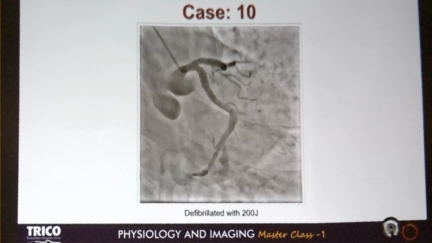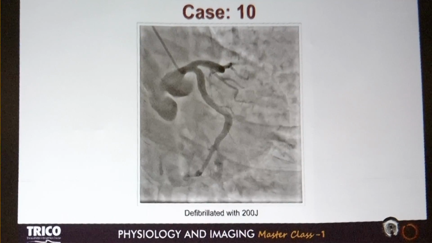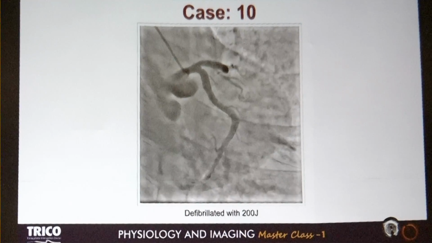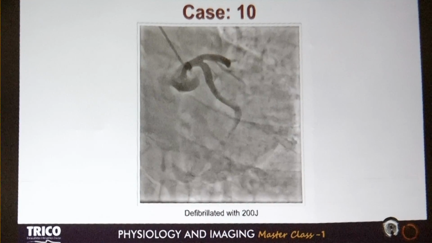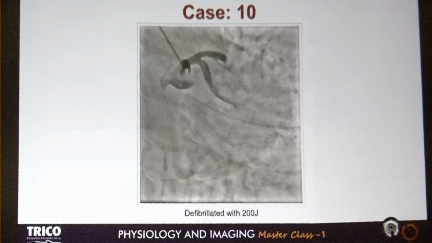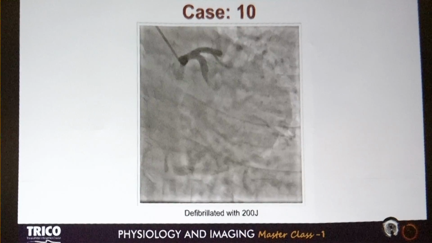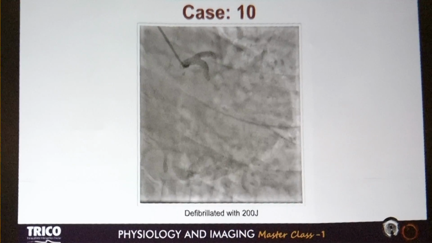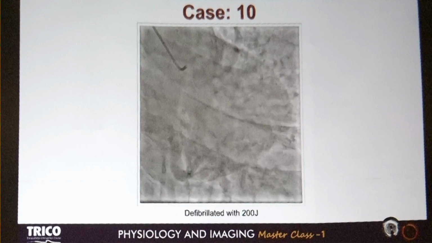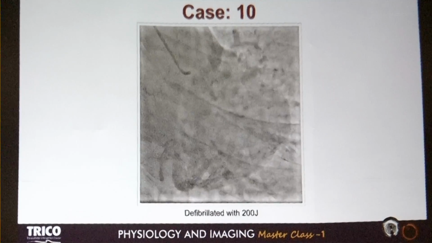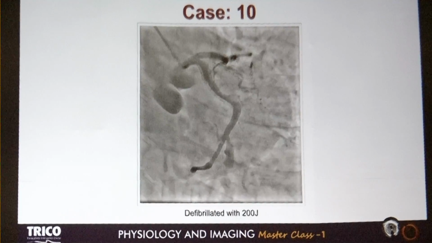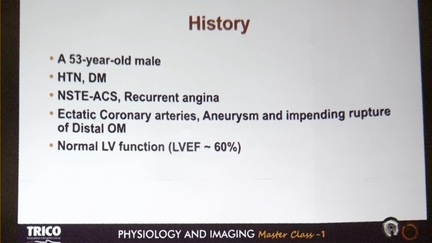This was the other case, but here at the first injection the patient developed ventricular fibrillation. You can see that. And a big aneurysm hanging in the obtuse marginal, again impending rupture type. VF was reverted using shock, and after sinus rhythm was established, we evaluated the area. Here another problem is the patient has a pretty big circumflex. If I cannot exclude that circumflex, it would have become very easy for me. This is the history: NSTEMI, recurrent angina, ectatic arteries, aneurysm, and impending rupture, normal LV function.